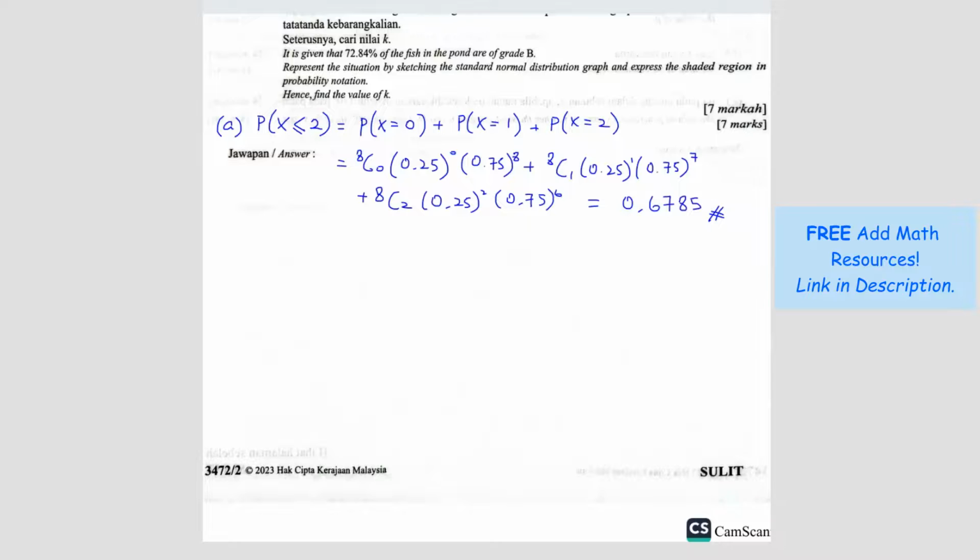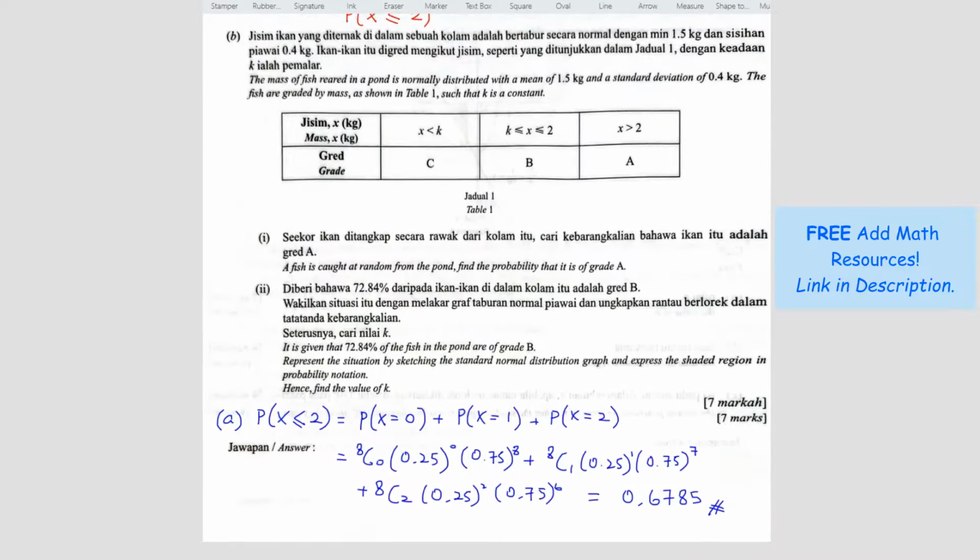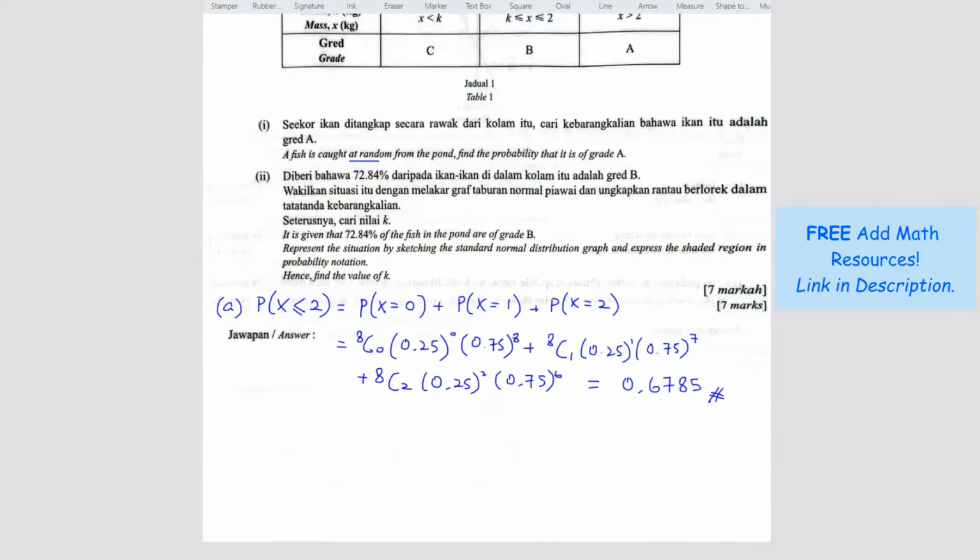Okay, next, question B. The mass of fish reared in a pond is normally distributed with mean 1.5 kg, standard deviation 0.4 kg. The fish are graded by mass. So this is the table. A fish is caught at random from the pond. Find the probability that it is of grade A. So we are looking for grade A, so we can just straight away use normal distribution.